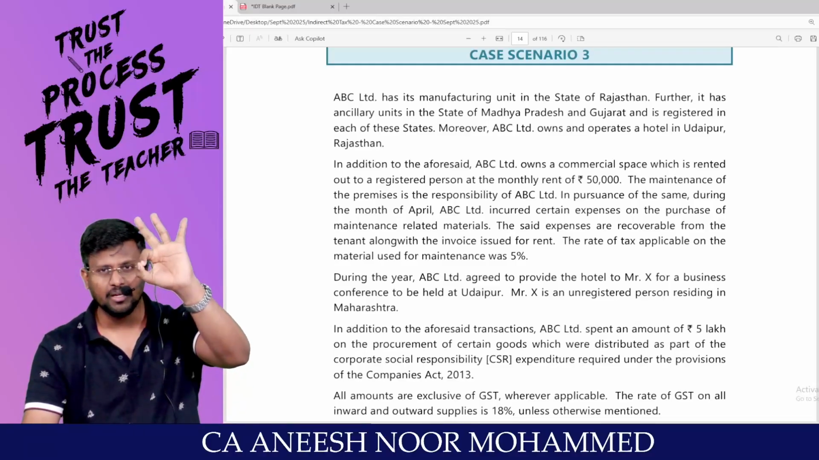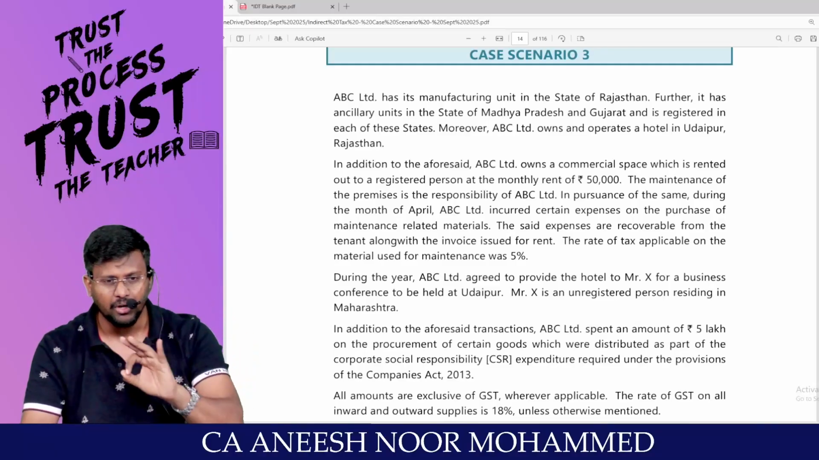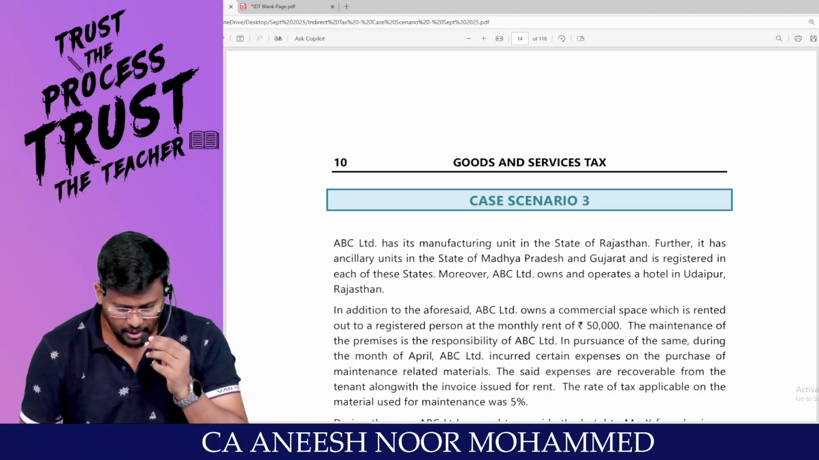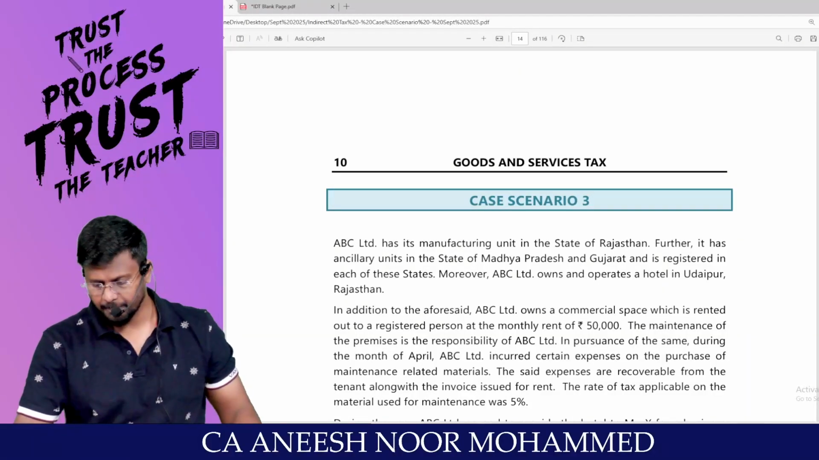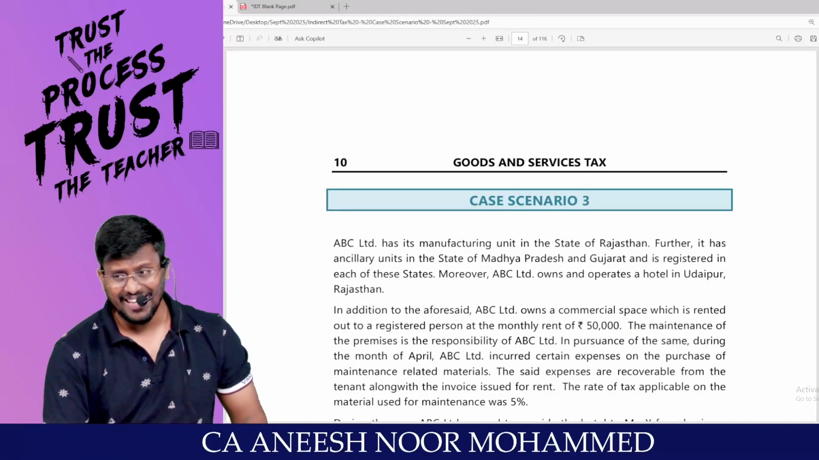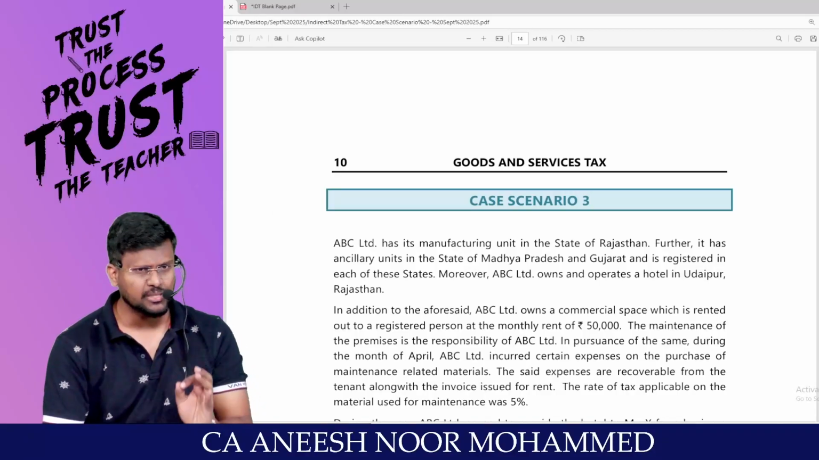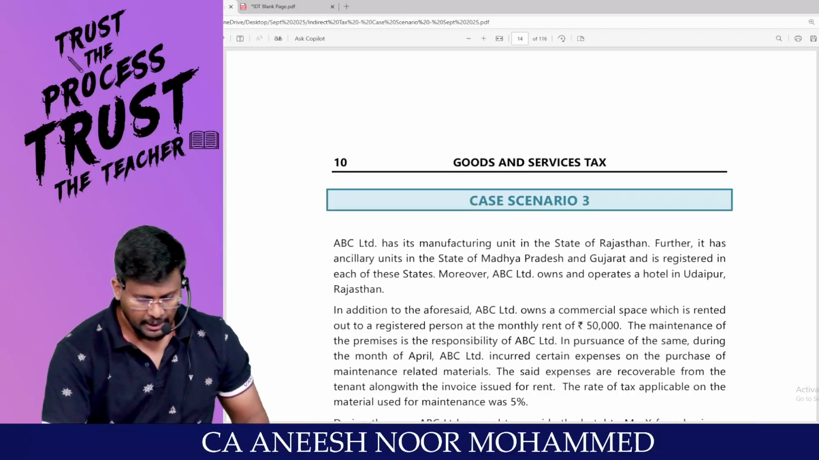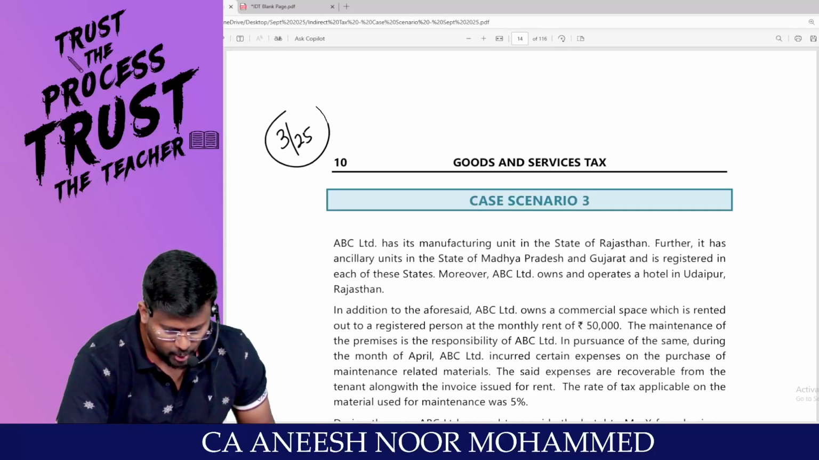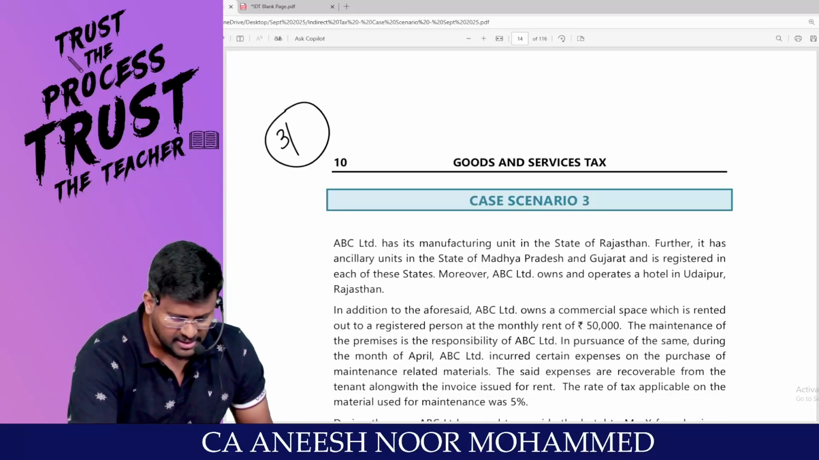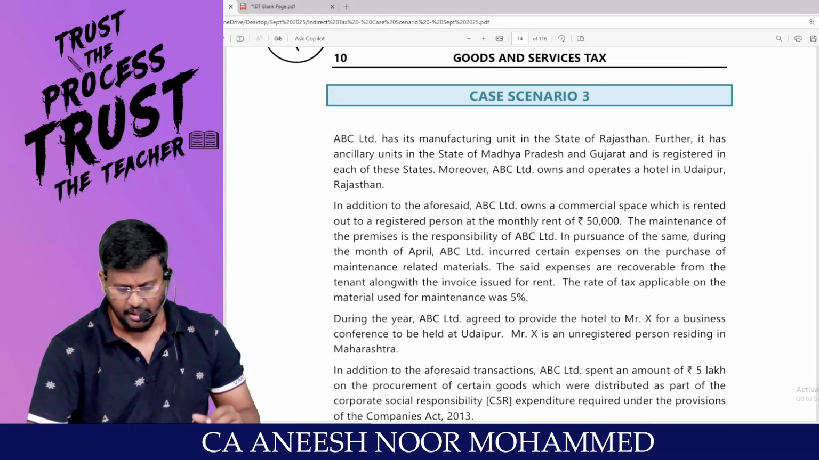We will be solving scenario number 3. Are you comfortable? Very, very happy morning to all. So we are talking about the case scenarios in GST, the best tool to revise the subject as a whole. In that we have done 2 case scenarios. I am moving into the 3rd case scenario out of 35 questions.